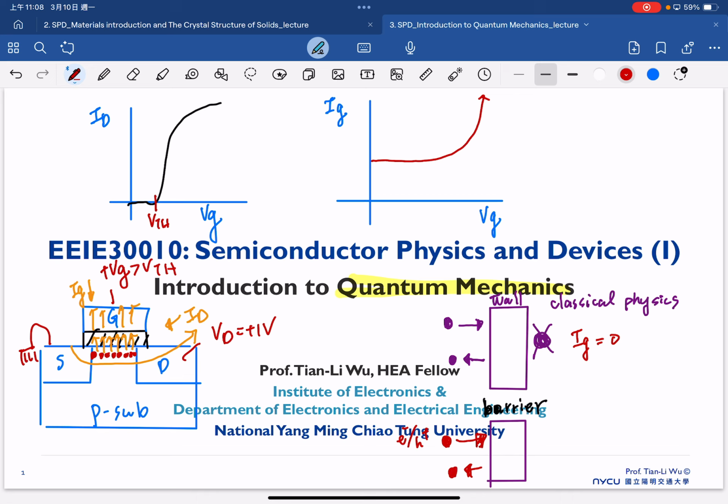But based on quantum mechanics, it is possible for the carriers to cross this barrier, to cross this dielectric, and reach the other side. And these carriers that reach the other side will become the leakage current. This phenomenon, where a carrier on one side goes through the barrier to the other side, is something we call tunneling.